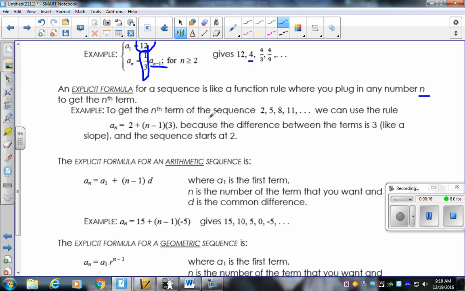So we're going to use this rule. Here's our pattern right here. All this is saying is, to find whatever number I'm asking you to find, the 20th, whatever, plug in the first number and the common difference, okay? If you look at this pattern down here, our first number in the pattern is 15. Okay, that's our first number. And then our common difference is -5.